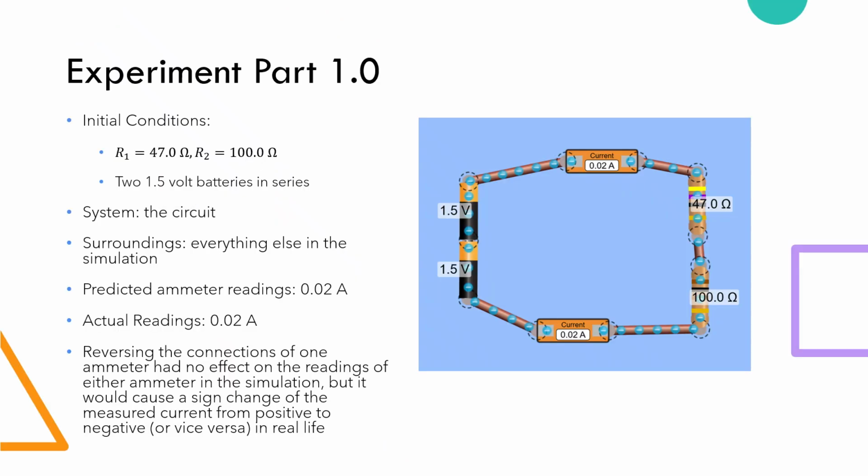So for the first part of this experiment, I set up a circuit in the simulation like the one we see on the right side of the screen here. And then we predicted that the ammeters would both read 0.02 amps. And as you can see, per the simulation, that was indeed what they read. And then when we reversed the connection of one of them, in the simulation, there was no difference, but I know in real life, the sign would have been reversed.